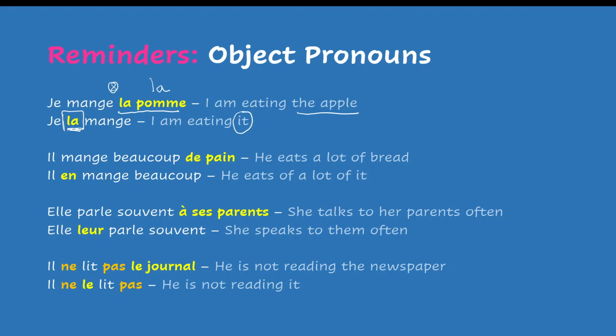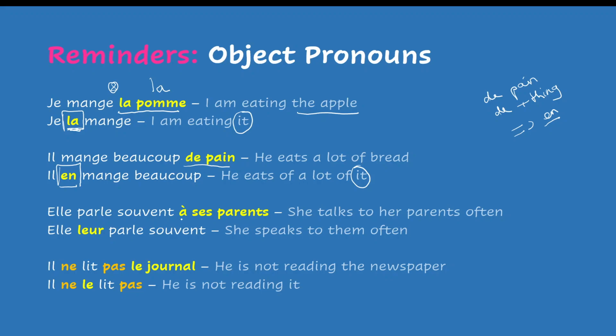Je la mange. Il mange beaucoup de pain. He eats a lot of bread. Here we have de pain, which is de plus a thing, right? And we've seen that in those instances, we are going to use the pronoun en. Il en mange beaucoup. He eats a lot of it. Again, you want to place this pronoun in front of the verb.